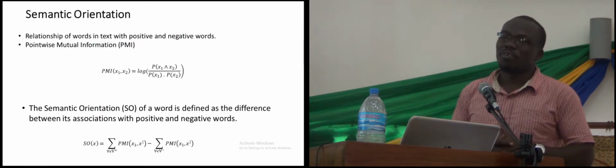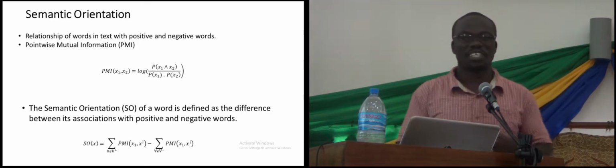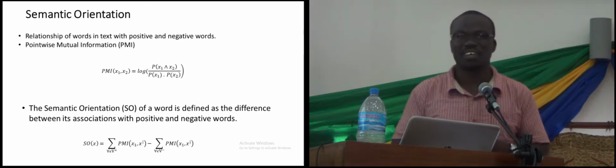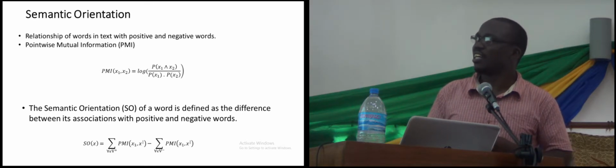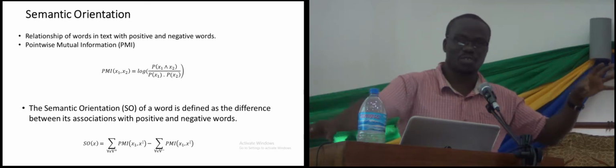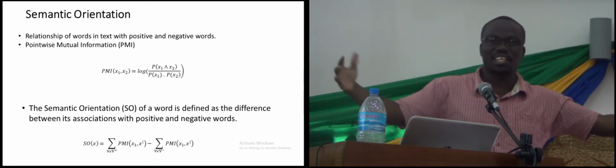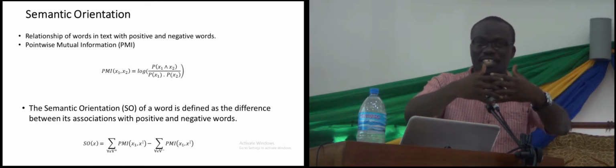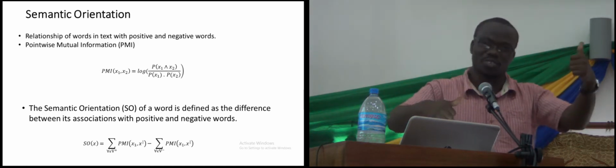Then, semantic orientation, because you want to know how close different terms were to the positive and negative. So you can find out how the word was used close to the positive, and how the same word was used close to the negative side, and then you can get a difference of that, and know whether it was used mostly in the positive or the negative sense.